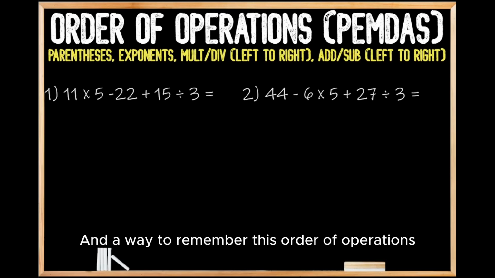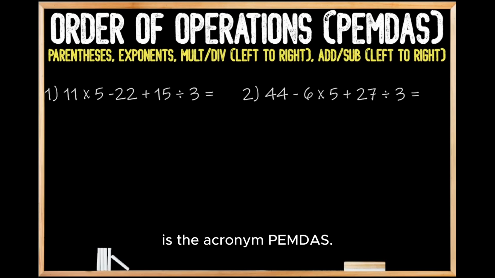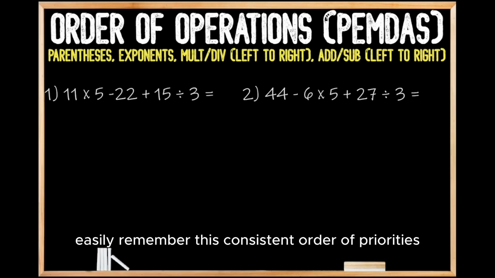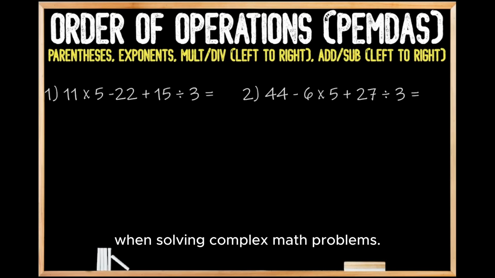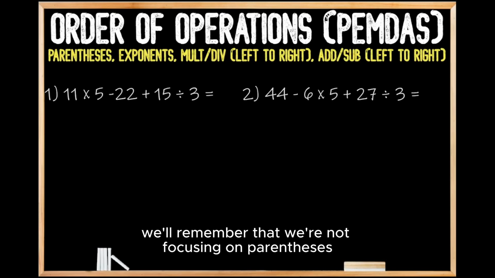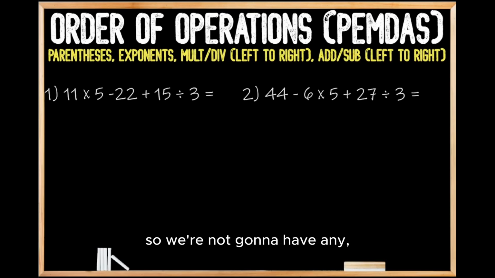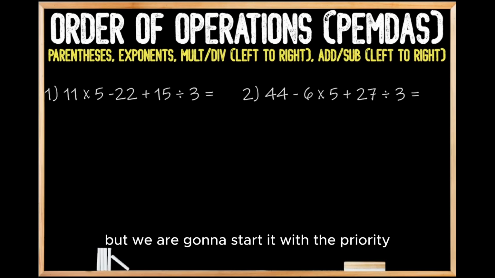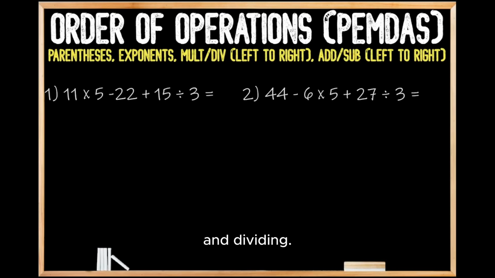And a way to remember this order of operations is the acronym PEMDAS. The acronym PEMDAS provides us with a way to easily remember this consistent order of priorities when solving complex math problems. So returning back to question number 1, we'll remember that we're not focusing on parentheses or exponents, so we're not going to have any, but we are going to start out with the priority of multiplying and dividing.